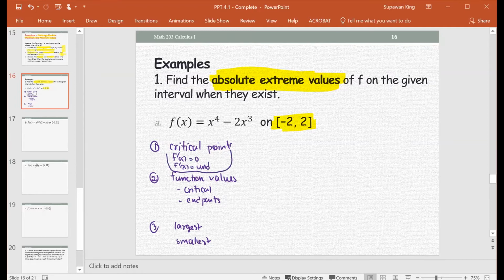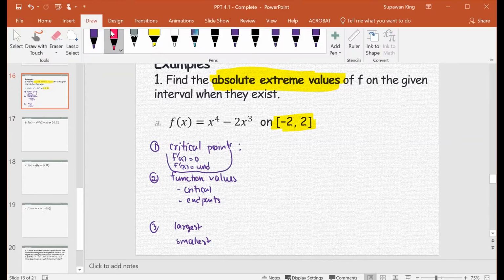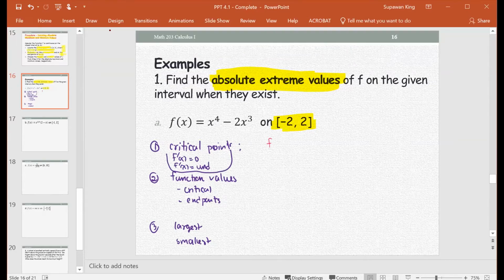To find the critical points, yes, you're going to find the derivative. Let's find the derivative. This is not too bad. So f of x equals x to the fourth minus 2x to the third. What is the derivative of this function? Could anyone tell me real quick? 4x cubed minus 6x squared. Thank you, Jonas. So 4x cubed minus 6x squared.